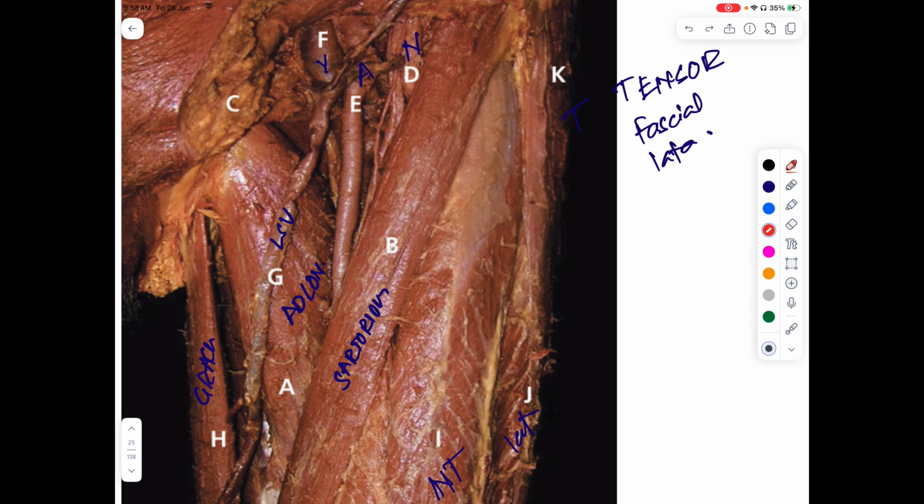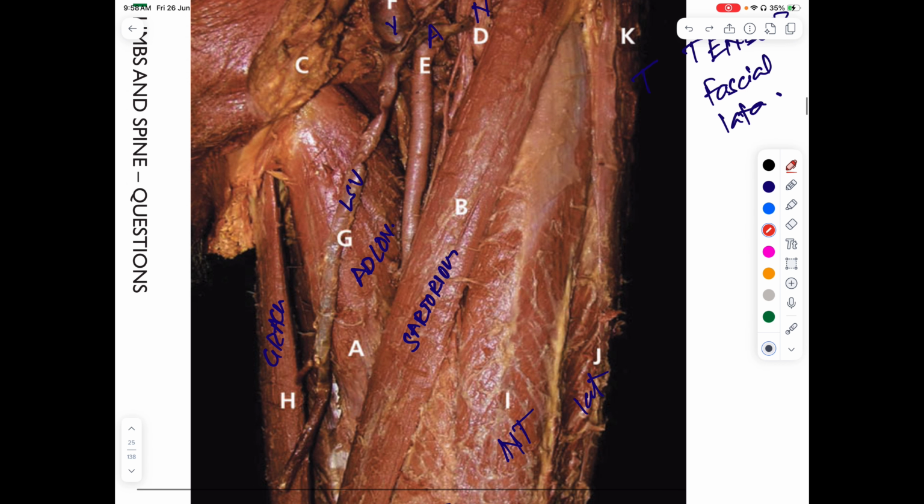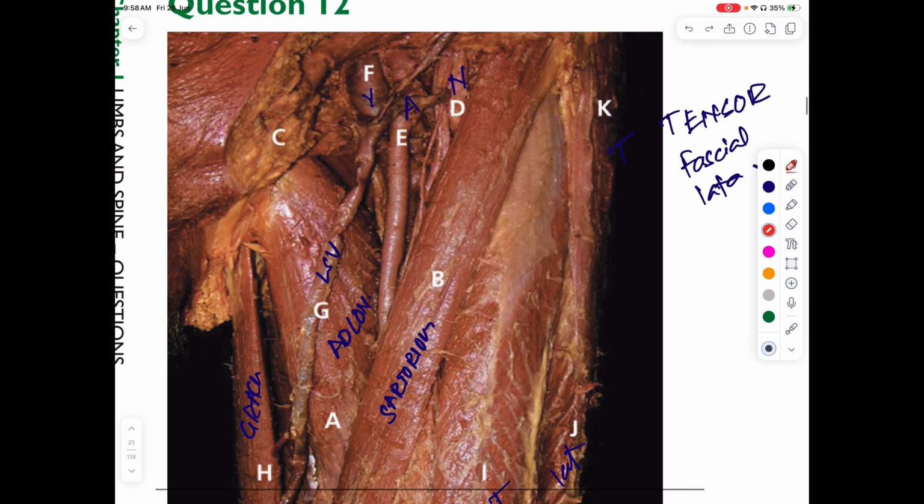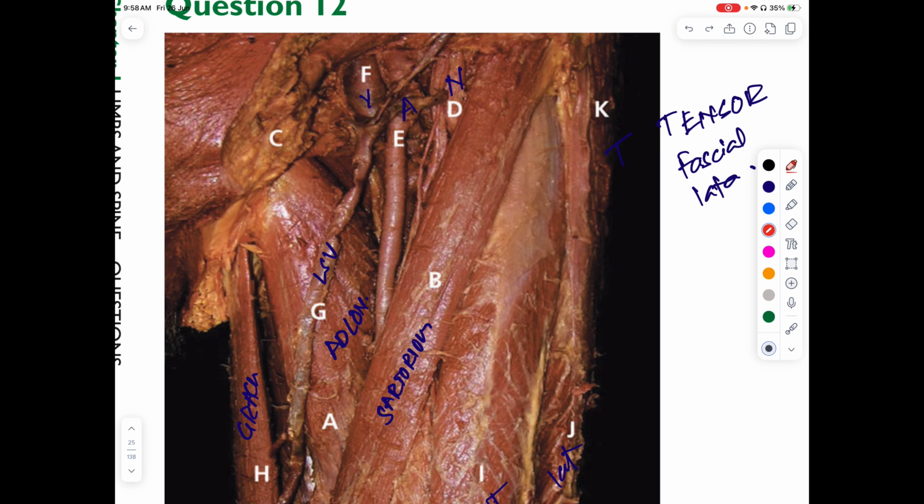Starting from A, it is adductor longus, B is sartorius, C is the inguinal ligament, it has to be inguinal ligament, and D is the femoral nerve. Then E is the femoral artery, and F is the femoral vein, and this is opening into the saphenofemoral junction. This one is the saphenofemoral junction, the saphenous vein, great saphenous vein or long saphenous vein.